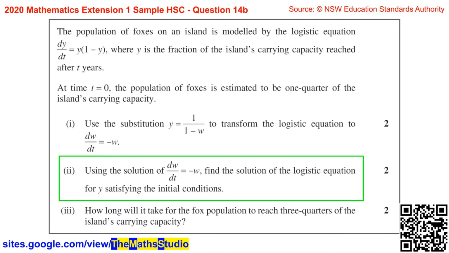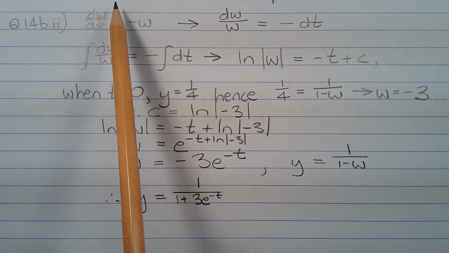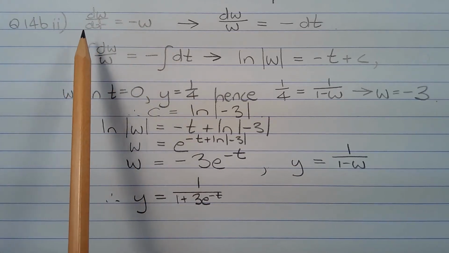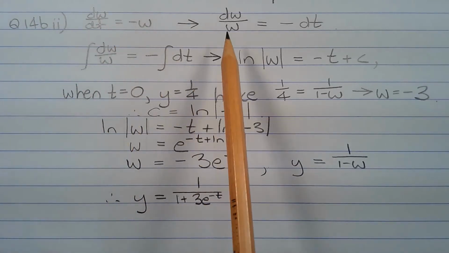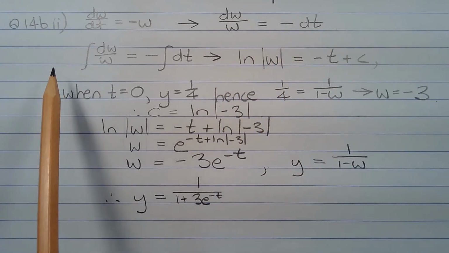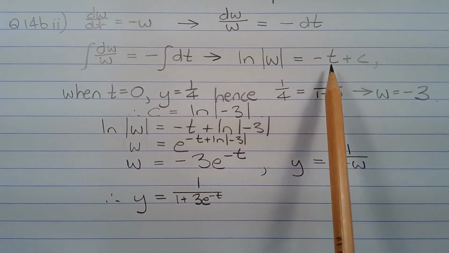Part 2. Using the solution of dw/dt = -w, find the solution of the logistic equation for y satisfying the initial conditions. Apply separation of variables to the differential equation dw/dt = -w. Multiply both sides by the differential dt and divide both sides by w to obtain dw/w = -dt. Integrating both sides, we obtain ln|w| = -t + c.